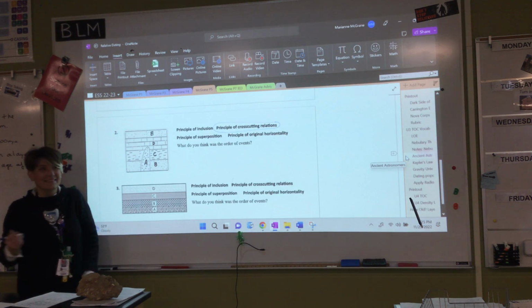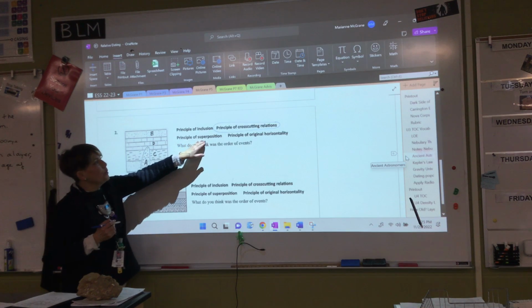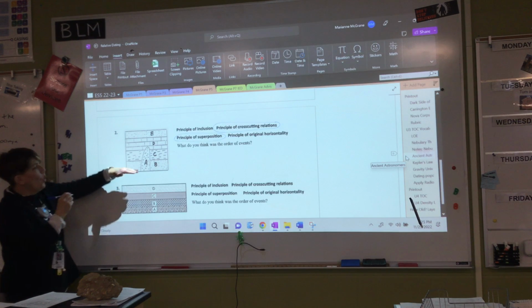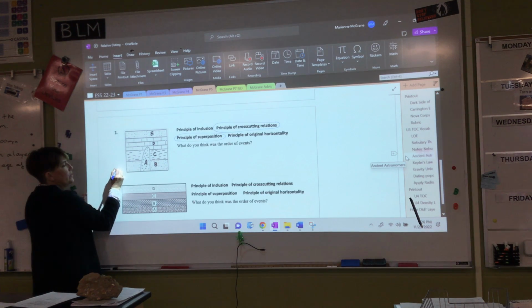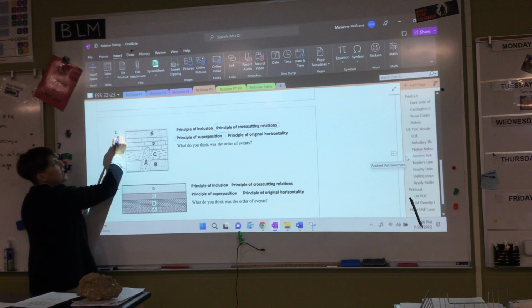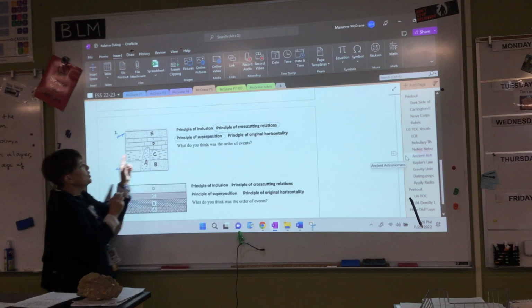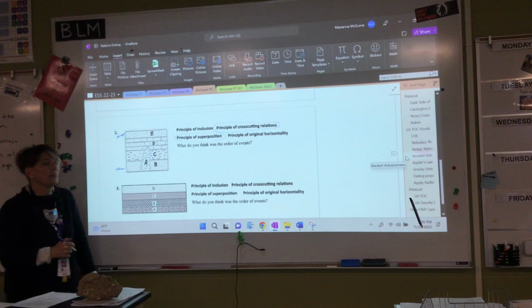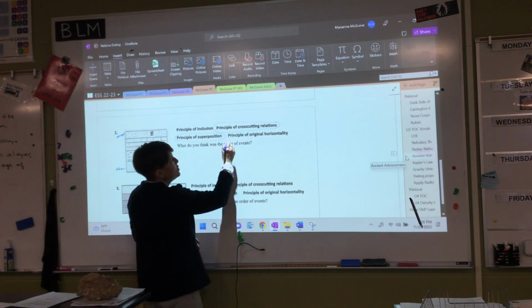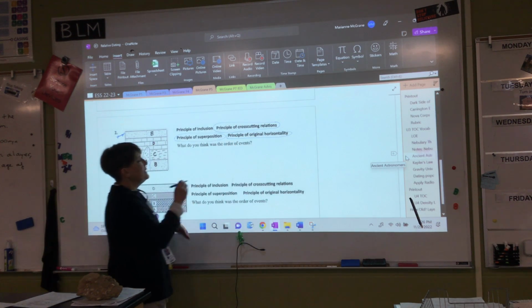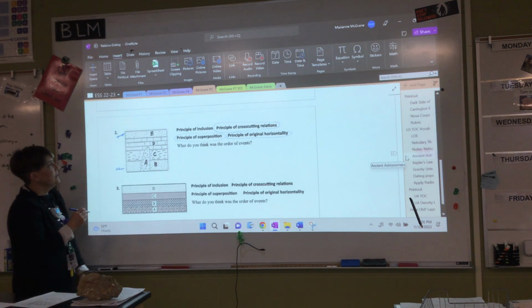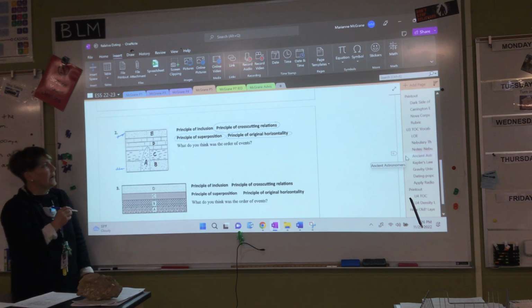Could it be principle of superposition? Yes, superposition, where the older layers are down below, so this is older, and the younger layers are up above. This one counts too. We can see that being applied. What else? Yep, principle of original horizontality, which says that layers are going to be put down in a horizontal fashion. Great, so all 3 of those apply here.